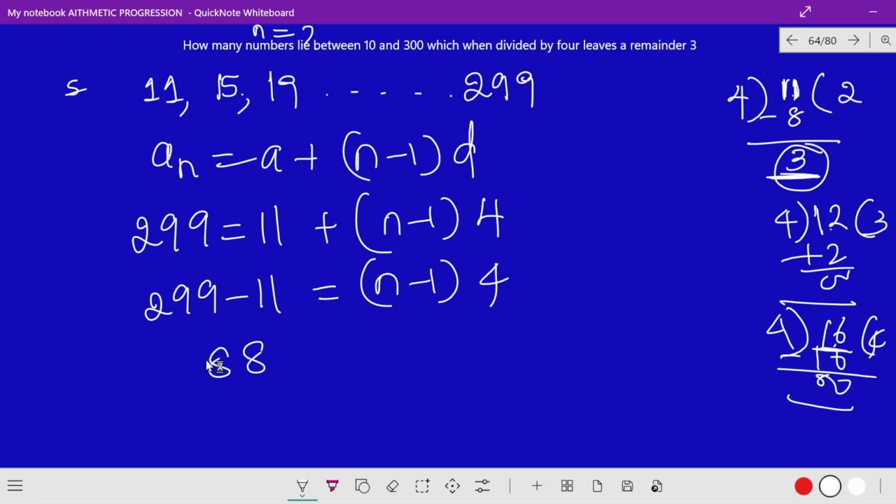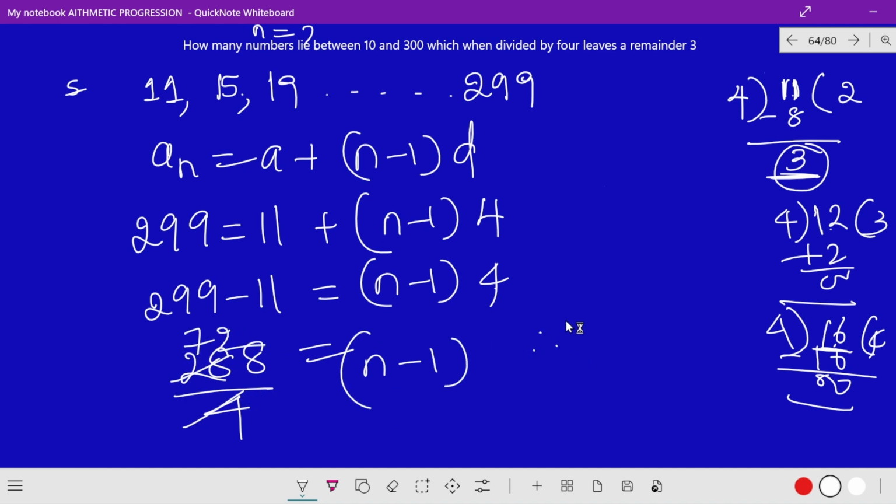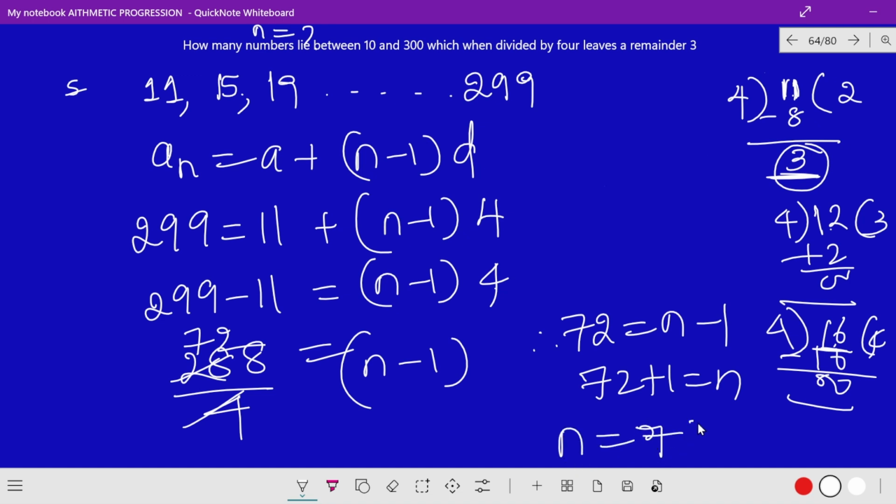299 minus 11 is 288. That 4 you bring down, so 288 divided by 4 is equal to n minus 1. 4 sevens are 28, 4 twos are 8. Therefore, 72 is equal to n minus 1. 72 plus 1 is equal to n. Therefore, n is equal to 73. So here the main key concept is, if it says divisible by 4 with remainder 3, you take the number which is completely divisible by 4 and then one number less than that number. 12 less 1, 16 less 1 is 15, 20 less 1 is 19, like that. Okay, next.